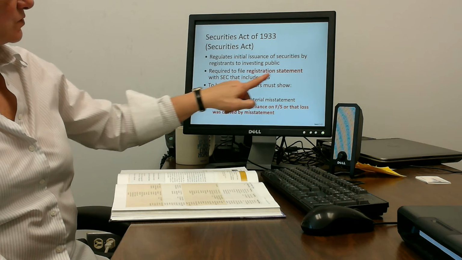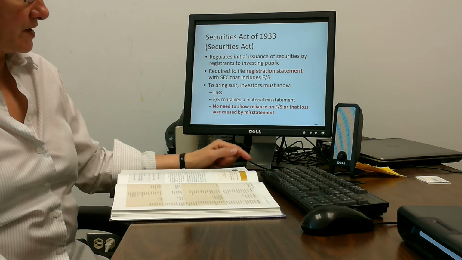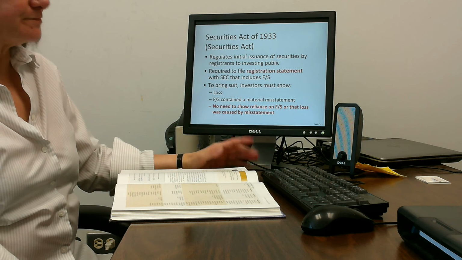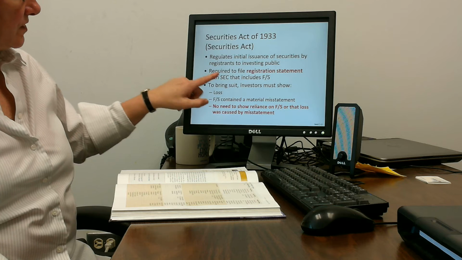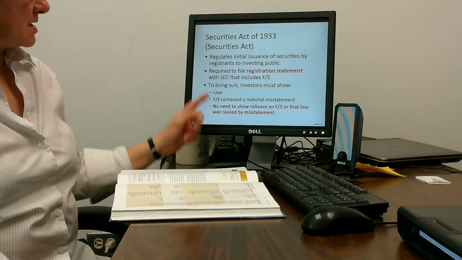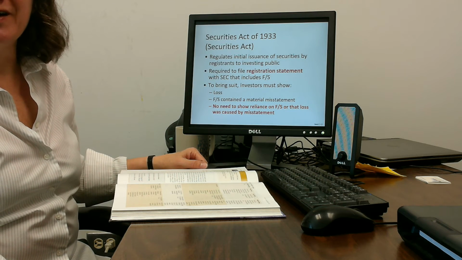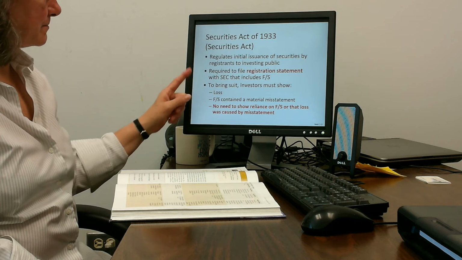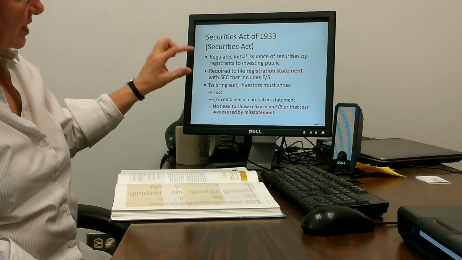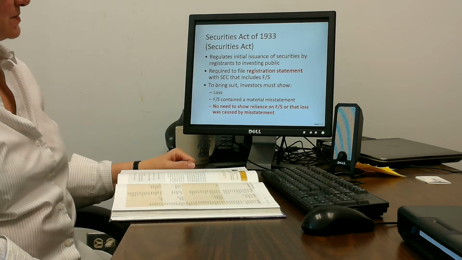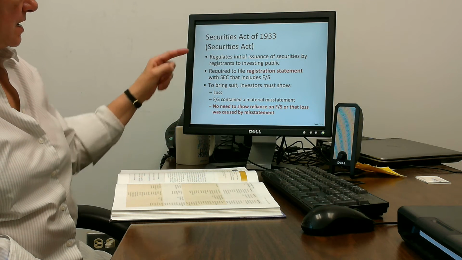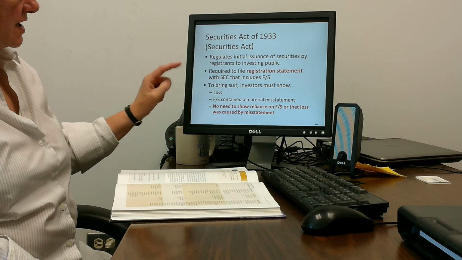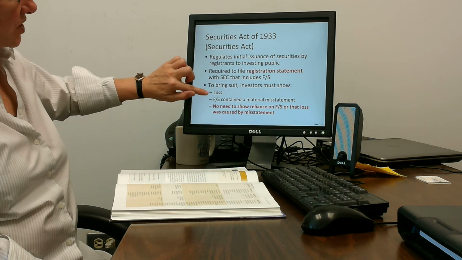So you have to file this registration statement. It's called a prospectus, and it's filed with the SEC. And maybe I'll pull one up for you when we meet in class on Friday. Because you're relying so heavily on that prospectus, the S1, as it's called, Form S1, to bring suit against an auditor, all you have to show is you had a loss.